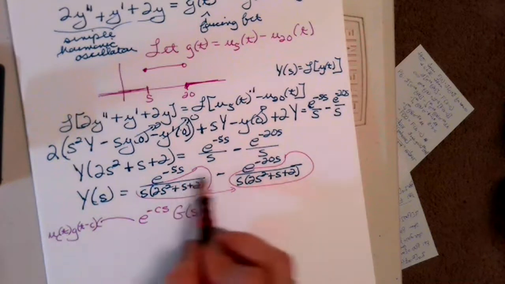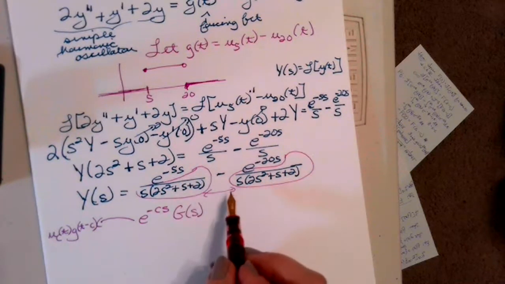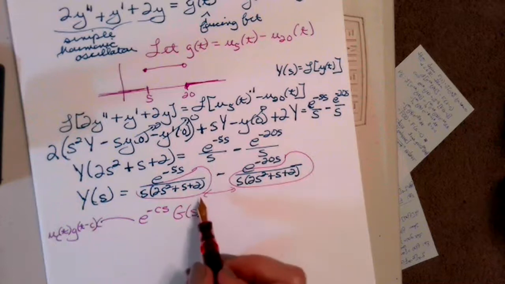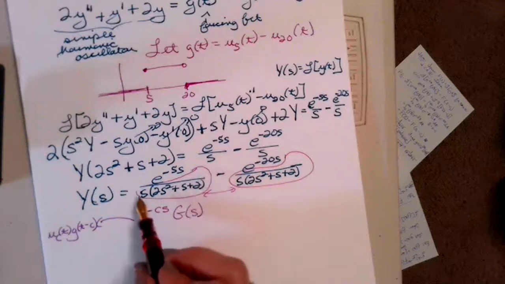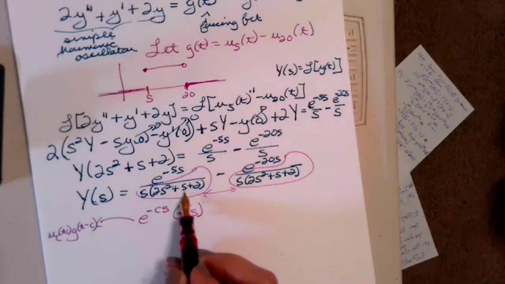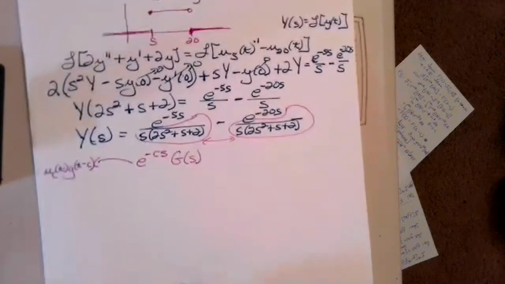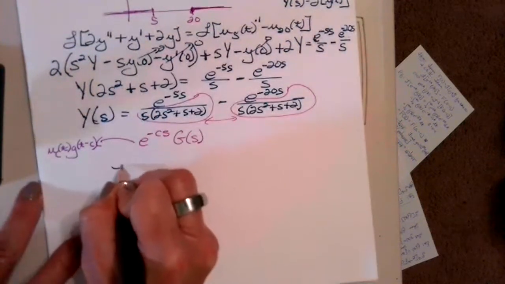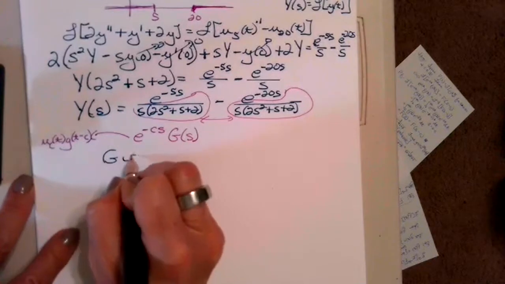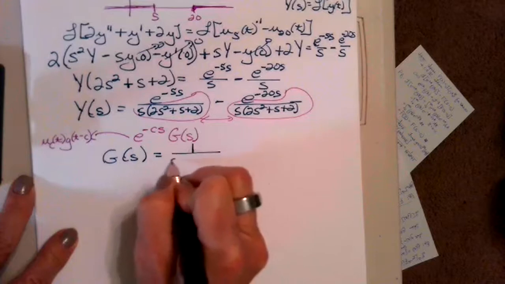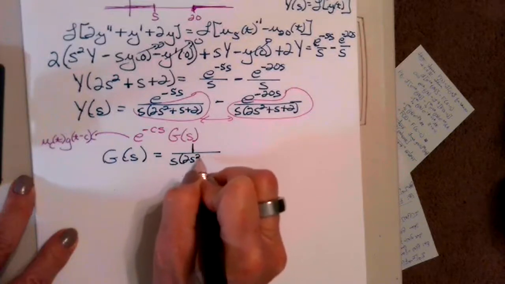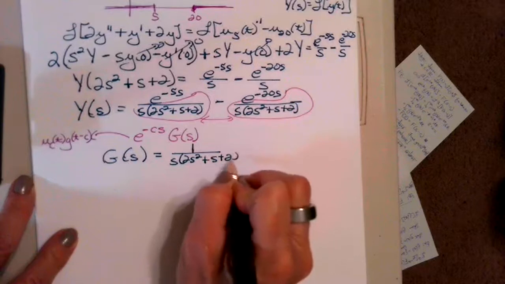So to do these two pieces here, I'm pretty much done if I can figure out what the inverse Laplace transform is of 1 over s times 2s squared plus s plus 2. So that's what I have to work on first, and then I can put this back together. So for us, the capital G of s here that we'll think of is 1 over s times 2s squared plus s plus 2.